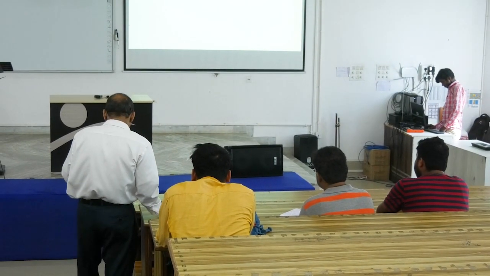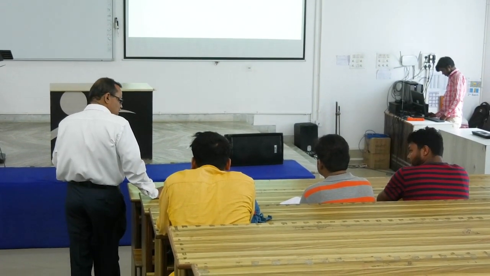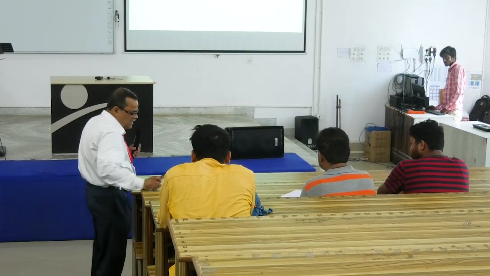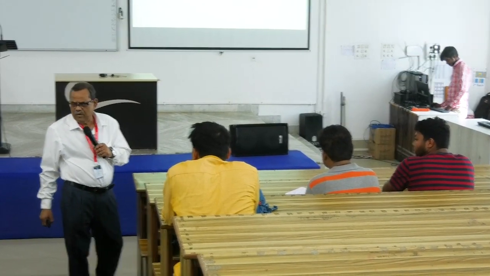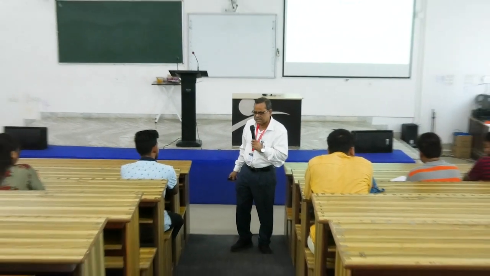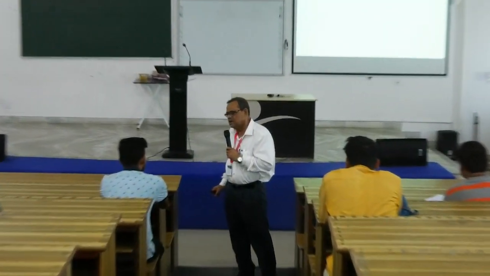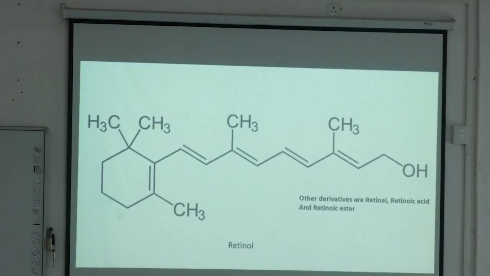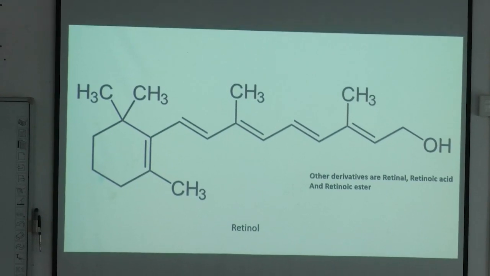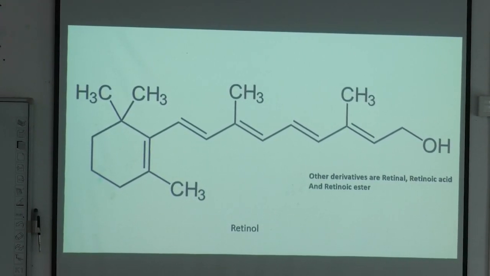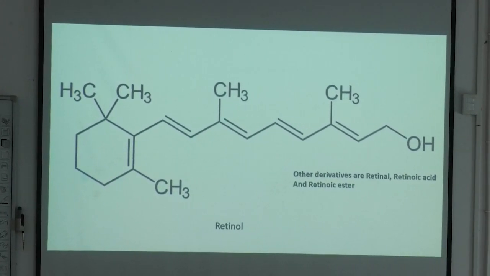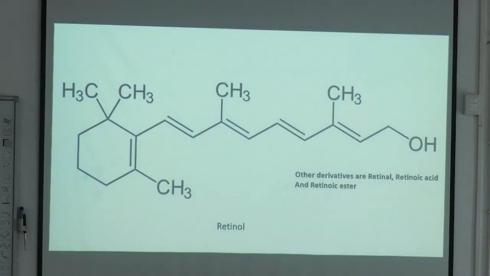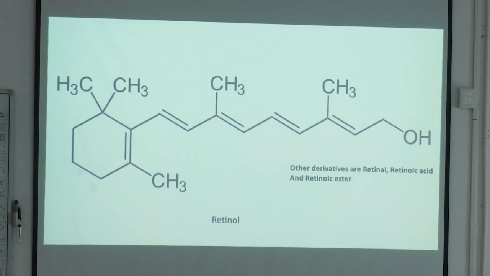The fat soluble vitamins are vitamin A, D, E, K. And water soluble vitamins, you know about vitamin C. So we are discussing now vitamin A. Now this is the chemical formula of vitamin A, and the most common form of vitamin A is an alcohol and called retinol.